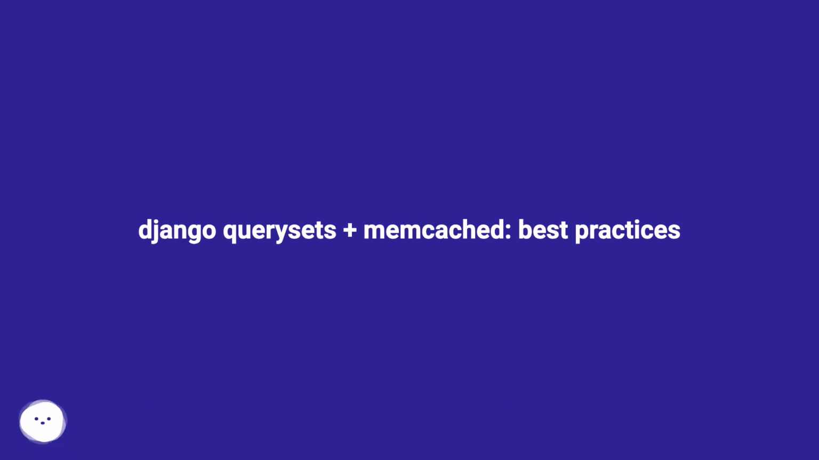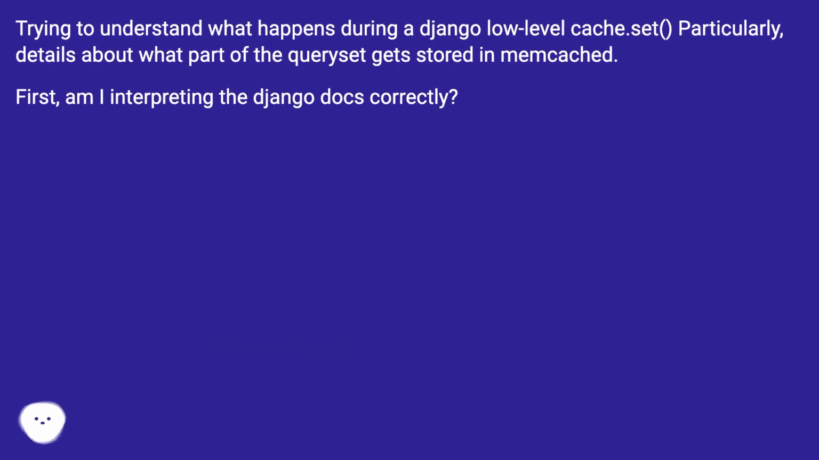Django Querysets plus Memcached, best practices. Trying to understand what happens during a Django low-level cache set, particularly details about what part of the queryset gets stored in Memcached. First, am I interpreting the Django docs correctly?